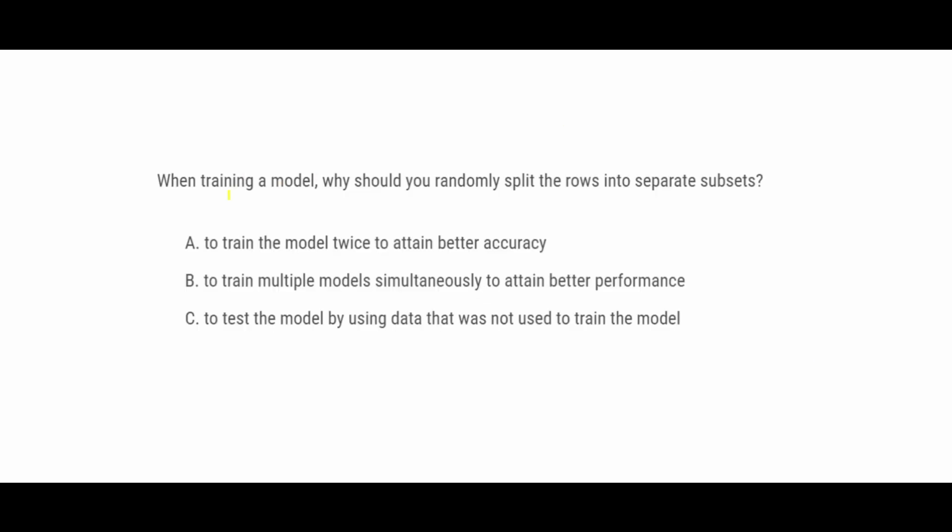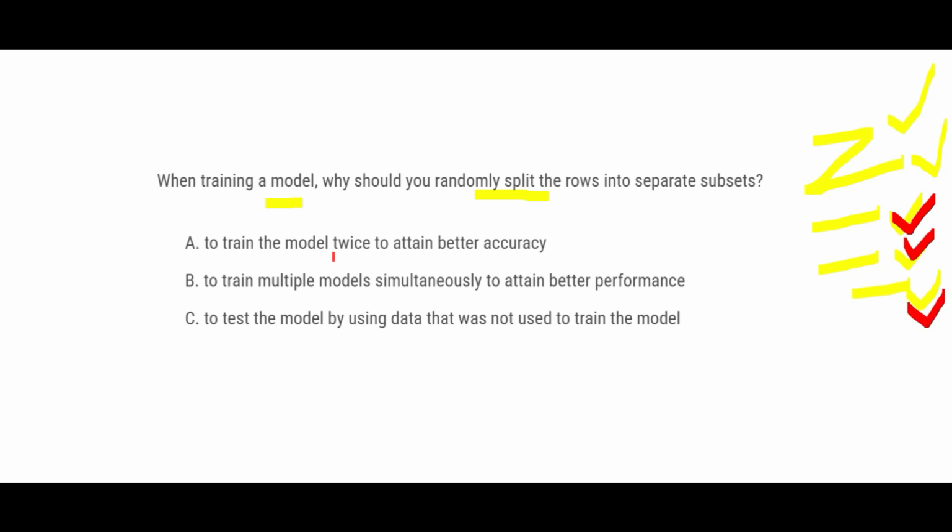So here, when you are training a model, why should you randomly split the rows into separate subsets? So you have row 1, row 2, row 3, row 4, row 5. So you are splitting, you're saying, okay, row 1 and 2 will be a separate subset, and row 3, 4, and 5 will be a separate subset. So A is saying that I have, suppose, two data sets now. This is my second data set. So I have two data sets.